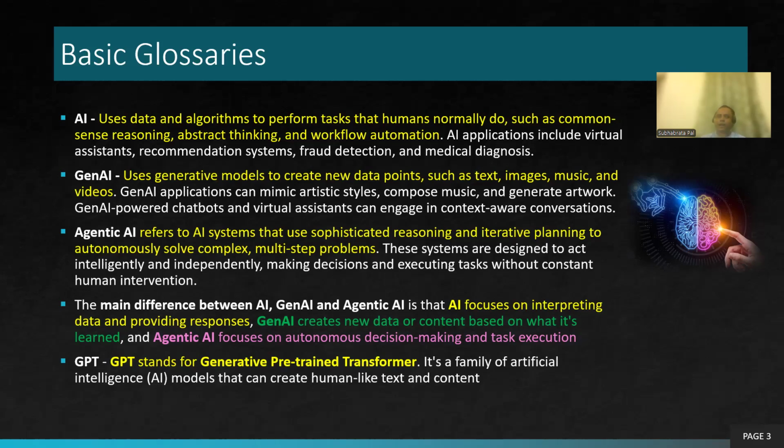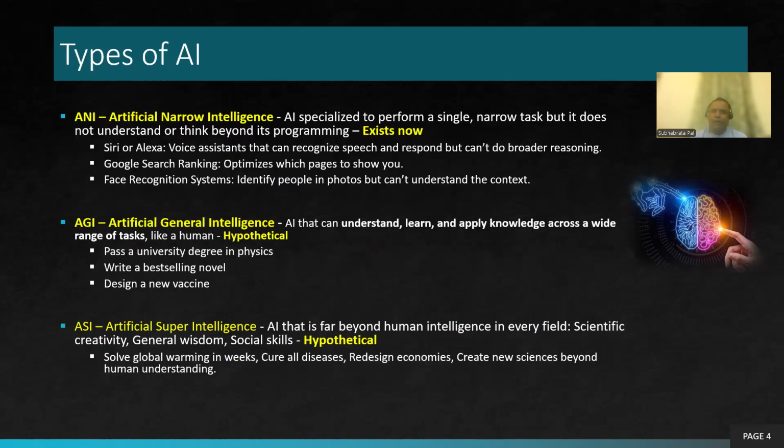Like ChatGPT, like Gemini. If you go to Copilot, GitHub Copilot, all these things come under generative pre-trained transformers. Now, coming to the different types of AI, you might be interested in that. There are three types of AI at this point. One is ANI, the artificial narrow intelligence. It is specialized to perform a single narrow task, but it does not understand or think beyond its programming.